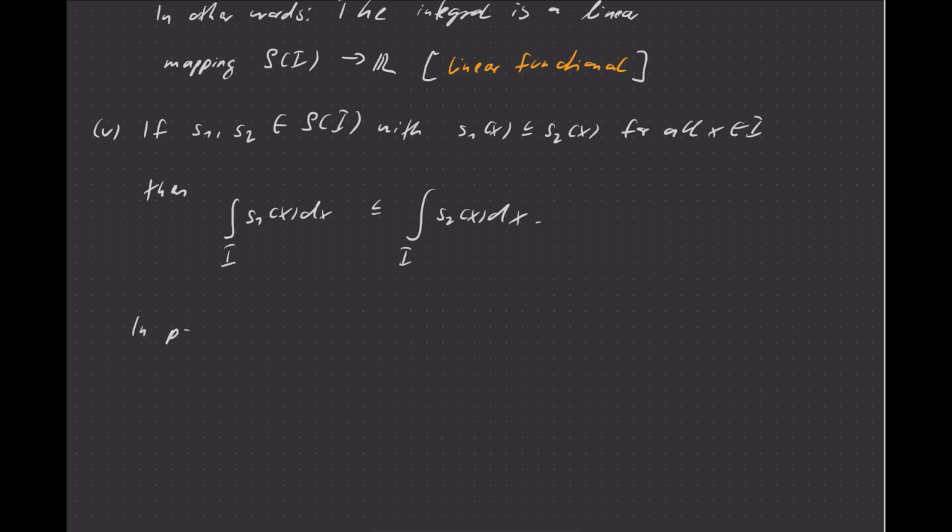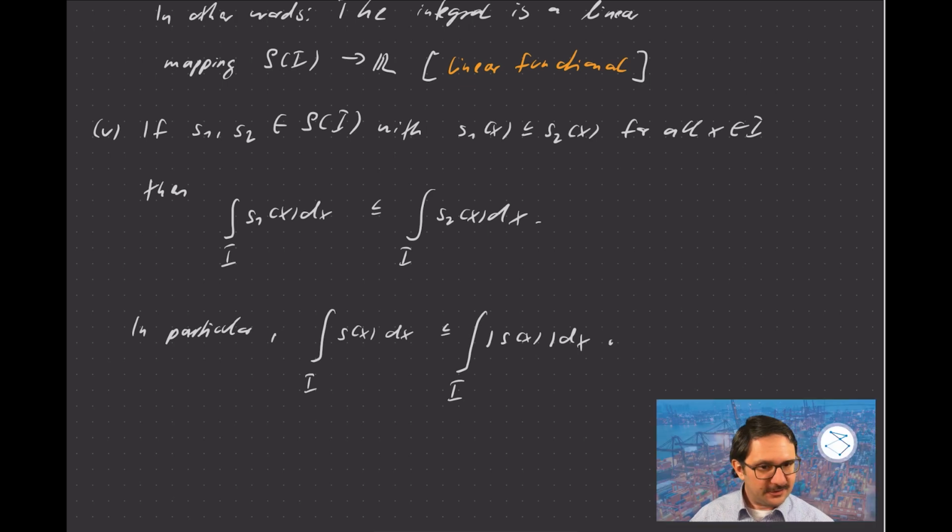In particular, that also means the integral of a step function, s of x dx over I, is always less or equal to the integral over the absolute value of s of x dx, because s of x is less or equal to its absolute value, so this again also holds for the integrals. And again, that is going to be a theorem that also holds for arbitrary integrals, basically just by extension of that fact from step functions to arbitrary integrals.